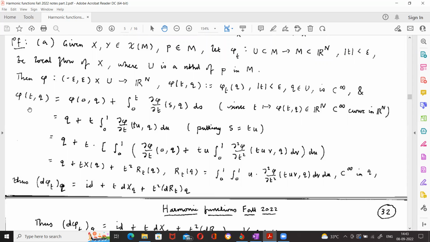Now we want to work out what this map, capital phi, looks like. So look at phi of t comma q. We can use the fundamental theorem of calculus in the t variable and write this as phi of 0 comma q plus the integral from 0 to t of del phi del t at s comma q ds, right? This is just the fundamental theorem of calculus in one variable.